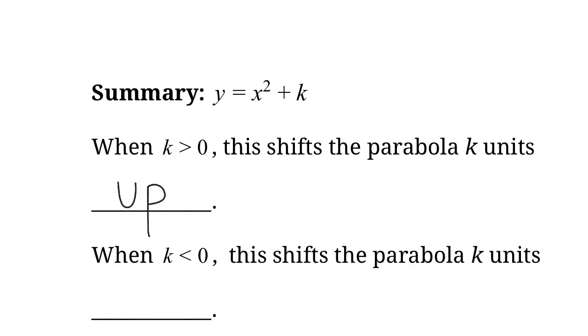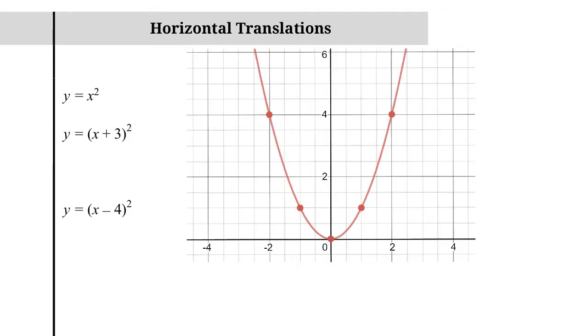On the flip side, when our k value was less than 0, meaning when we had a negative number, this shifted our parabola downwards. So whatever number showed up in the equation, it would shift your parabola down by that many units. So we looked at x squared minus 4, and so our parabola moved down by 4 units. So now let's go ahead and take a look at horizontal translations. So again, we're going to start by using our parent parabola or parent equation, y equals x squared.